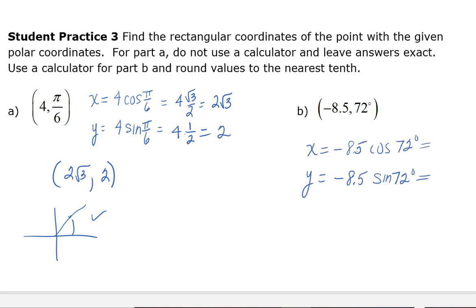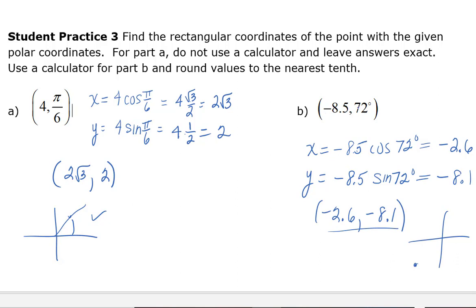All right, so when I plug into my calculator the negative 8.5 cosine of 72, and I make sure that I'm in degree mode, I get negative 2.6 for my x-coordinate, and I get negative 8.1 for my y-coordinate. So the rectangular coordinates that are equivalent to negative 8.5, 72 degrees, are negative 2.6, negative 8.1, and again, we're going to check and see what quadrant this falls in. So the point falls in the third quadrant. The point would fall down here, the negative 2.6, negative 8.1.